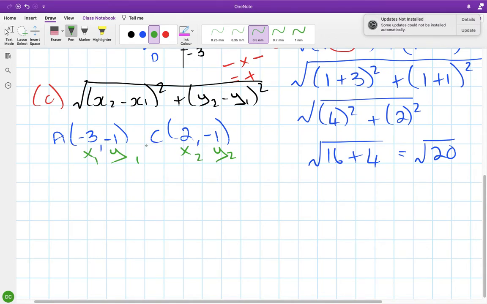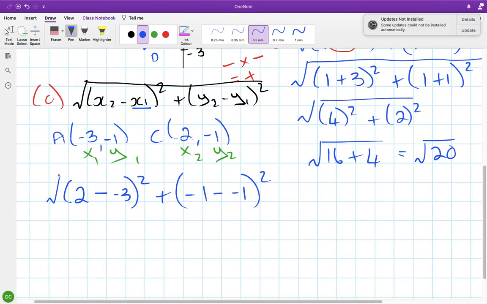It doesn't matter which way you label them. You'll still get the same answer. So it works out regardless. So bracket x2 is 2, the minus from the formula, and then x1 is minus 3, and squared. y2 is minus 1, the minus from the formula, and then minus 1 squared. So literally write it as you see it.